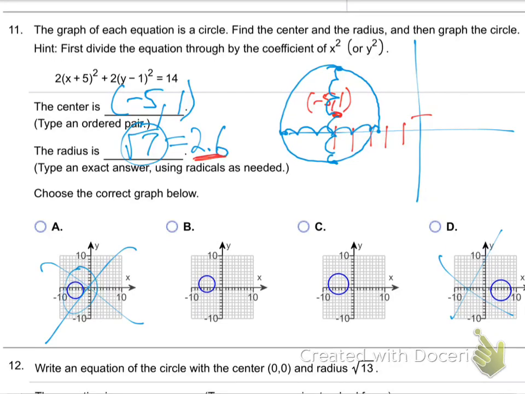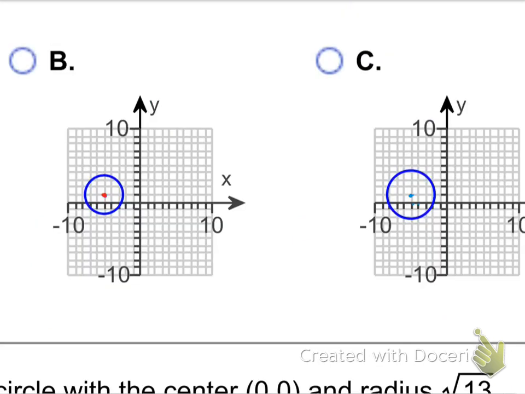Okay, so to find out whether it's B or C, I'm going to have to blow them up on the next screen and look really close at the center, back 5, up 1. Here we go. So there's the center, back 5, up 1. And here's the center of this one, back 5, up 1.